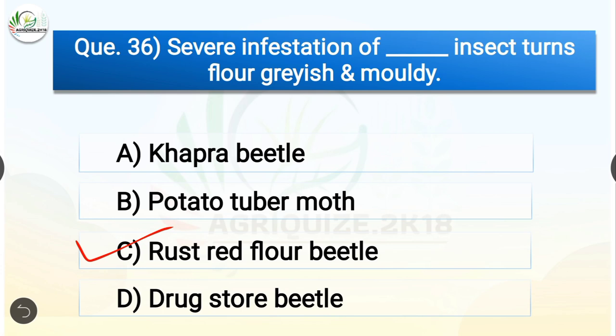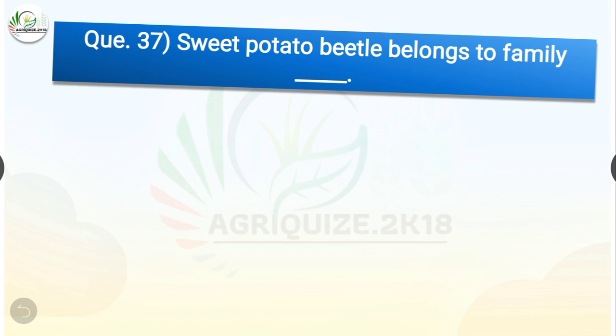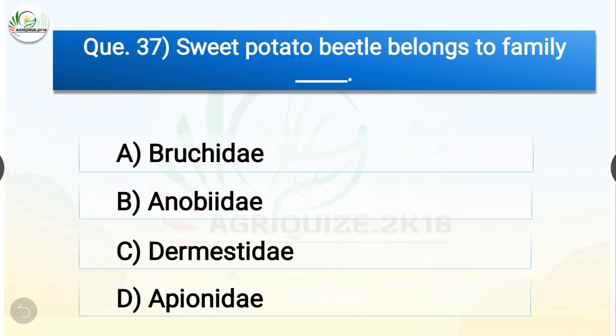Question number 37. Sweet potato beetle belongs to family dash. The options are Bruchidae, Anobiidae, Dermestidae, or Apionidae. The correct answer is option D, Apionidae. So sweet potato beetle belongs to the family Apionidae.